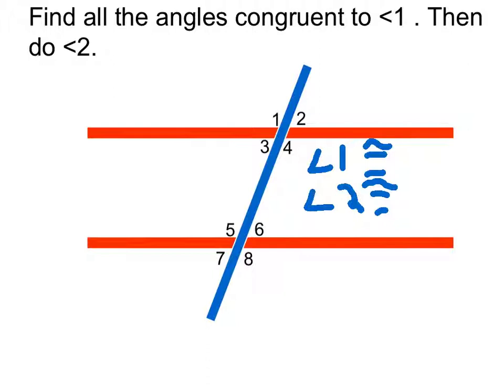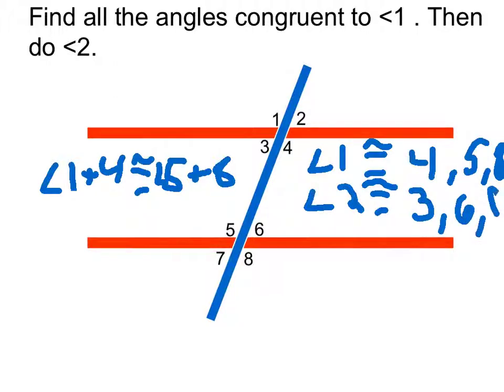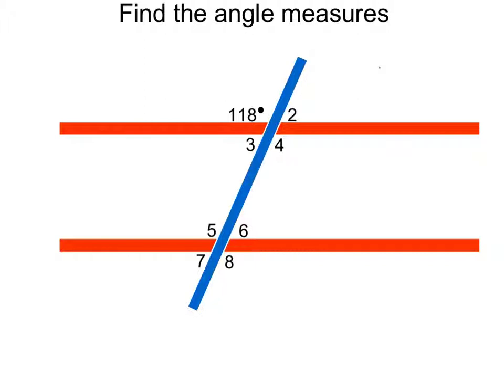So if angles 1 and 4 are congruent with angles 5 and 8, that means that angles 4, 5, and 8 are congruent with angle 1. That also means that angles 2, 3, 6, and 7 are congruent with each other. So the angles that are congruent with 2 are 3, 6, and 7. This example is a little more difficult.